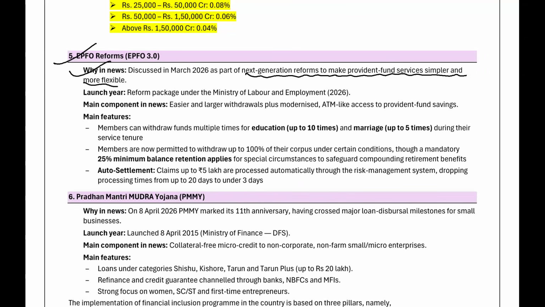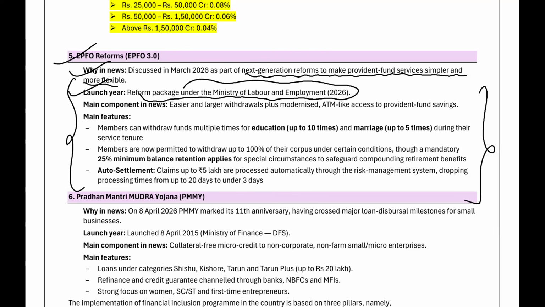अब ये चीज को आप रीड करो, जहां आपको whenever you are giving a launch year आपको देखना है. Launch year is reform package under the Ministry of Labor and Employment 2026. Main component why it is in the news that I have told you, easier and larger withdrawals plus monetize ATM like access to the provident fund savings. I have told you ATM like PF access planning are going on. Is it clear? ये दो points you have to note it down for your prelims examination.